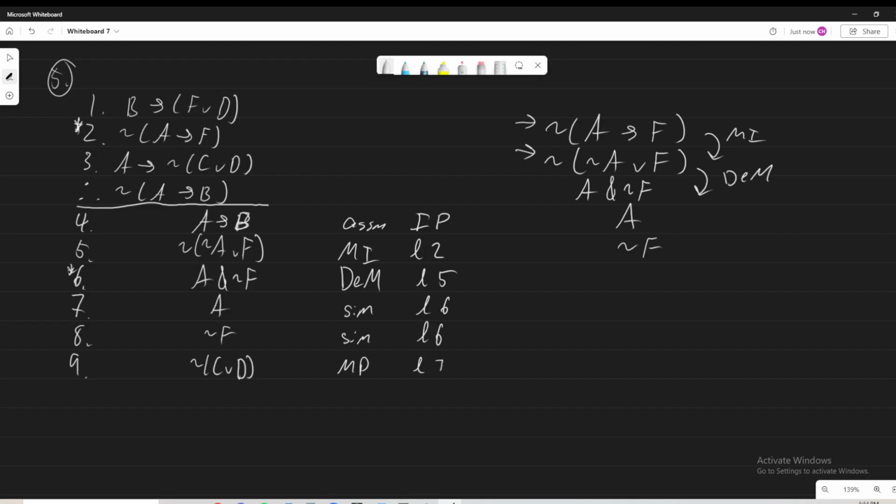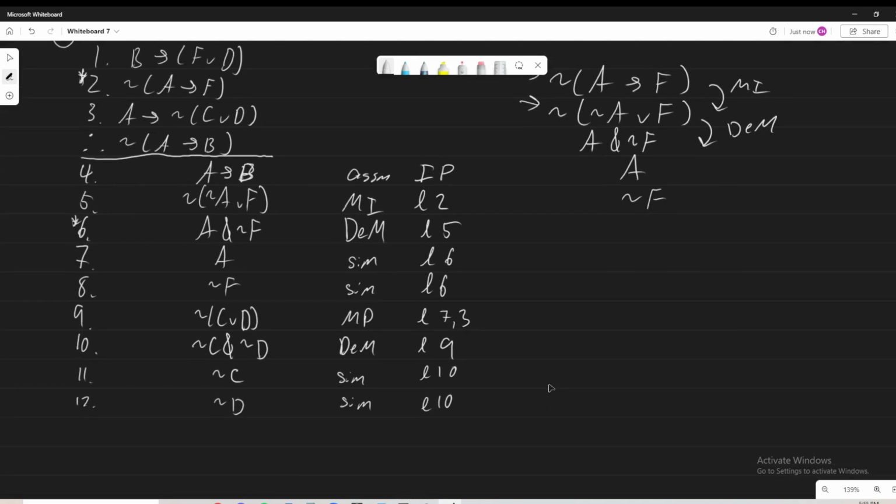Modus ponens, lines 7 and 3. Not C or D. Again, we have a negated disjunction. That seems to scream to me, hey, let's use De Morgan's and turn that into a positive conjunction. On line 9, I can then break that down into not C on one hand and not D on the other. We may need both of these, we may not, I'm not quite sure, but I'm just going to simplify both just for convenience here.